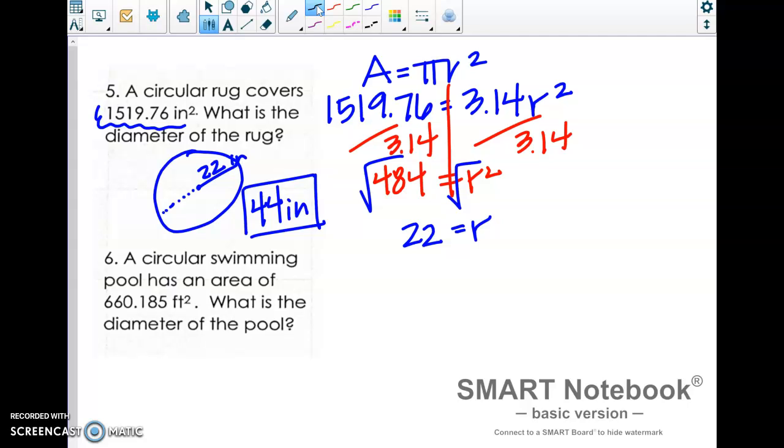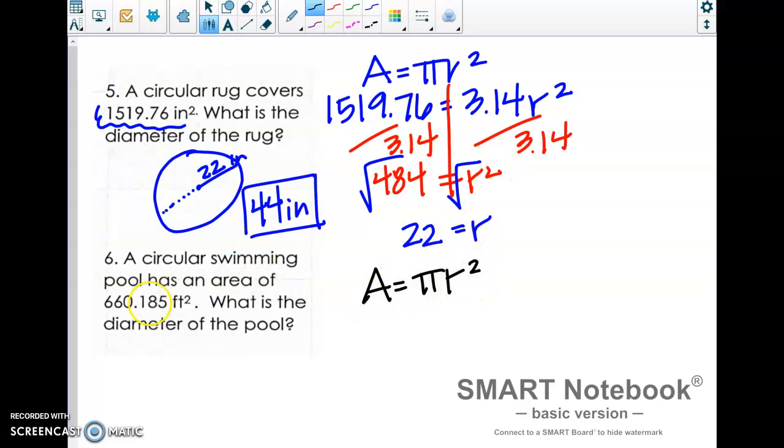Okay, for number 6, a swimming pool has an area of 660.185 square feet. What is the diameter? So start with your formula. Area equals pi times radius squared. You should have all this work on your paper. You should not just be trying to do this on a calculator. You should always have the formula, the numbers, the work, and the solution.